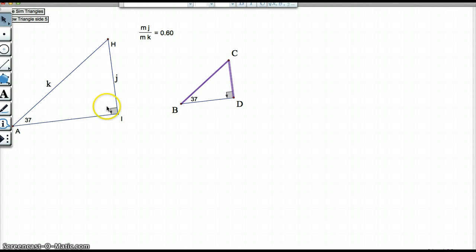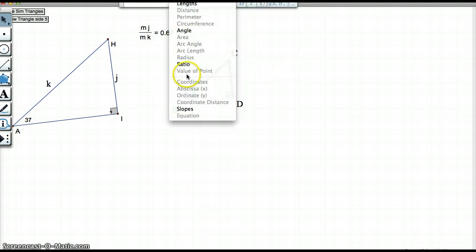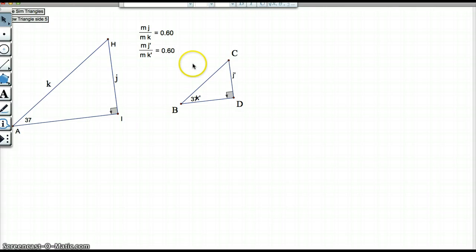Well, before I even go ahead and measure this ratio, you all should be telling me, well, that's a silly thing to even have to do, right? Because what do I know about these two triangles? Well, I know these two triangles are similar, right? And so if this one has this side over this side being 0.6, then that's going to be the same thing with this side. And in fact, it is.